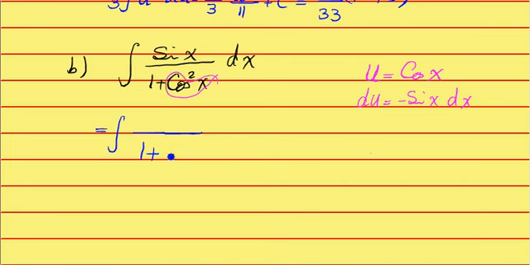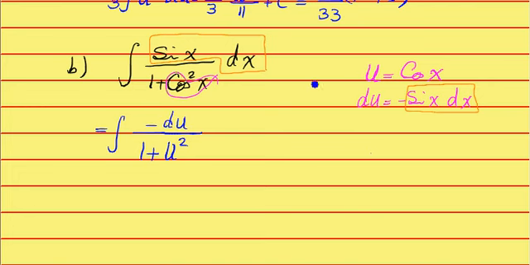Cosine of x was u, so I'll have u squared. Here I see sine x dx in the numerator. If you see that, you might as well go ahead and do the substitution instead of making fractions here. Whatever works for you is fine. Here I have my sine x dx, so I just substitute that by minus du.